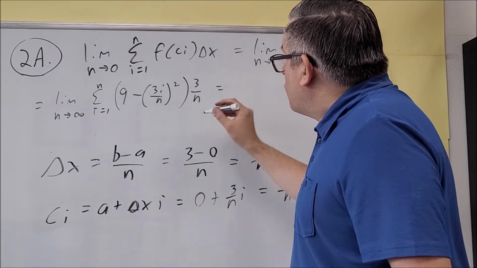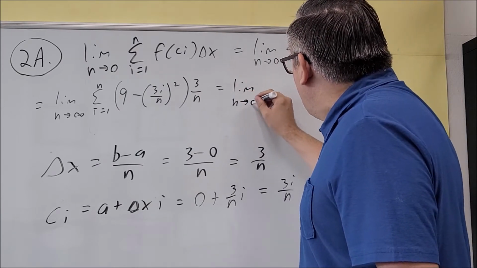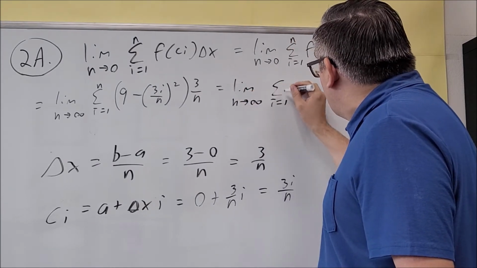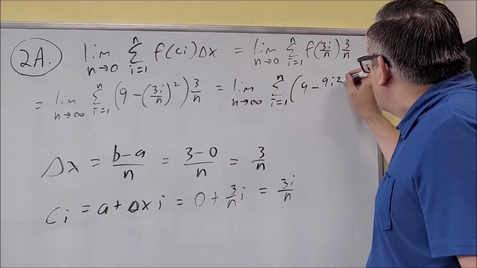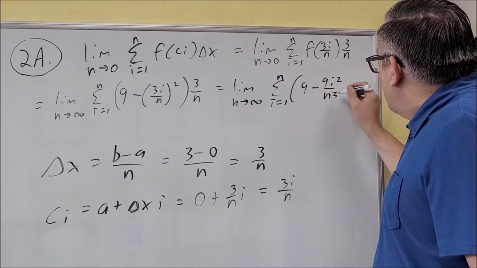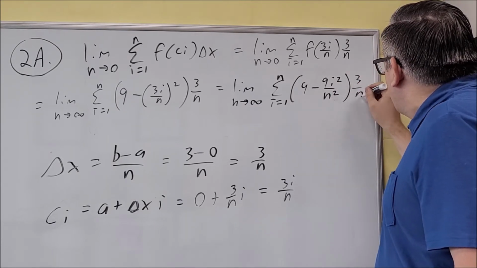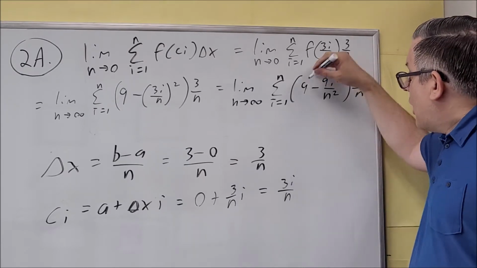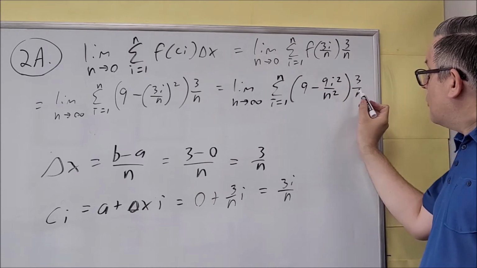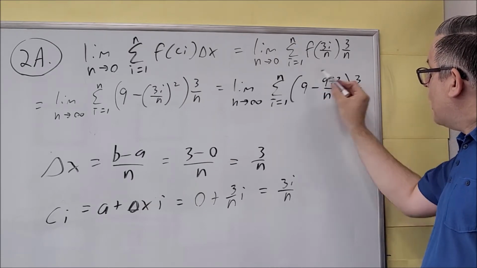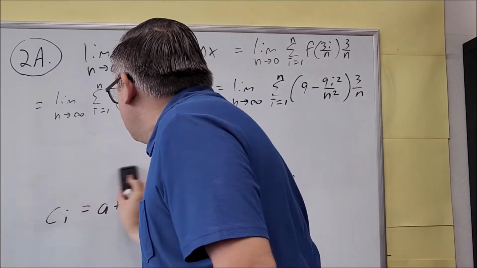We can simplify this, square the top and the bottom. So limit n goes to infinity, we have summation i equals 1 to n, and then we're going to get 9 minus 9i squared over n squared. And then right here you've got 3 over n. Okay, so now we have it ready to multiply out. So at this stage, we're going to multiply each of these by 3 over n, and that's going to be our next answer.